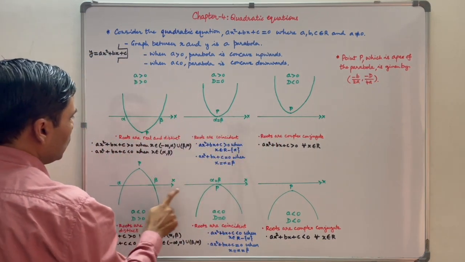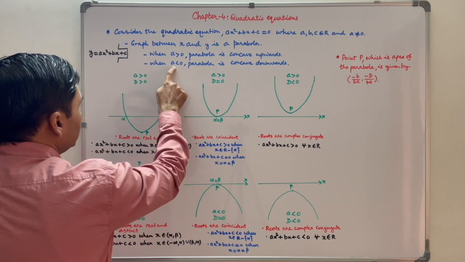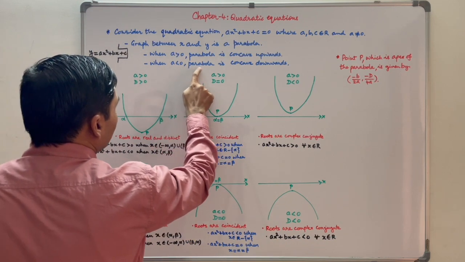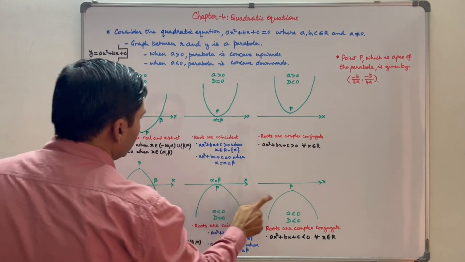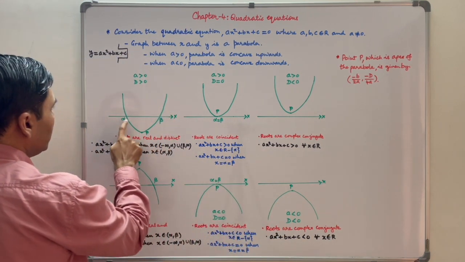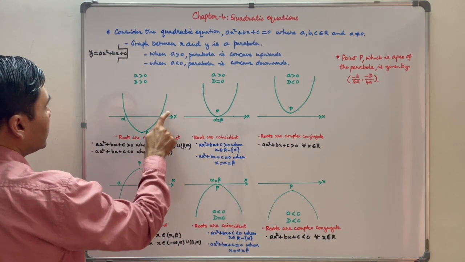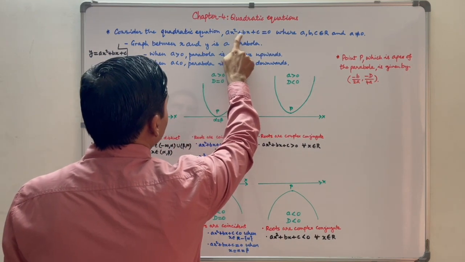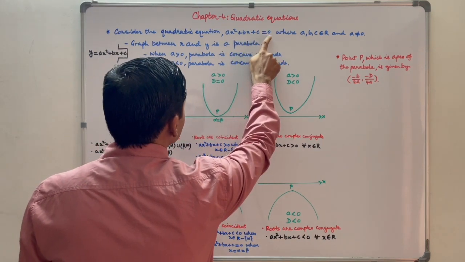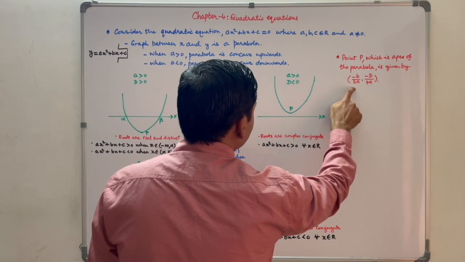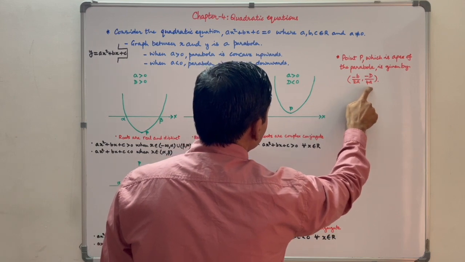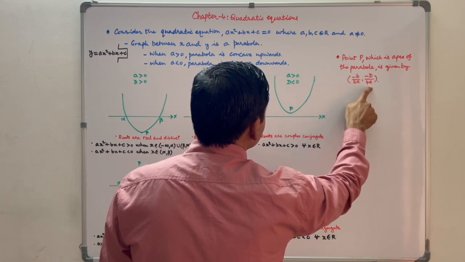In figure 4, 5 and 6, a is less than 0 and the parabola is called concave downwards. Its mouth is open downwards. Alpha and beta are two roots of the quadratic equation ax square plus bx plus c is equal to 0. Point P is called apex of the parabola. It is given by the coordinates minus b by 2a, comma, minus d by 4a, where d is discriminant.